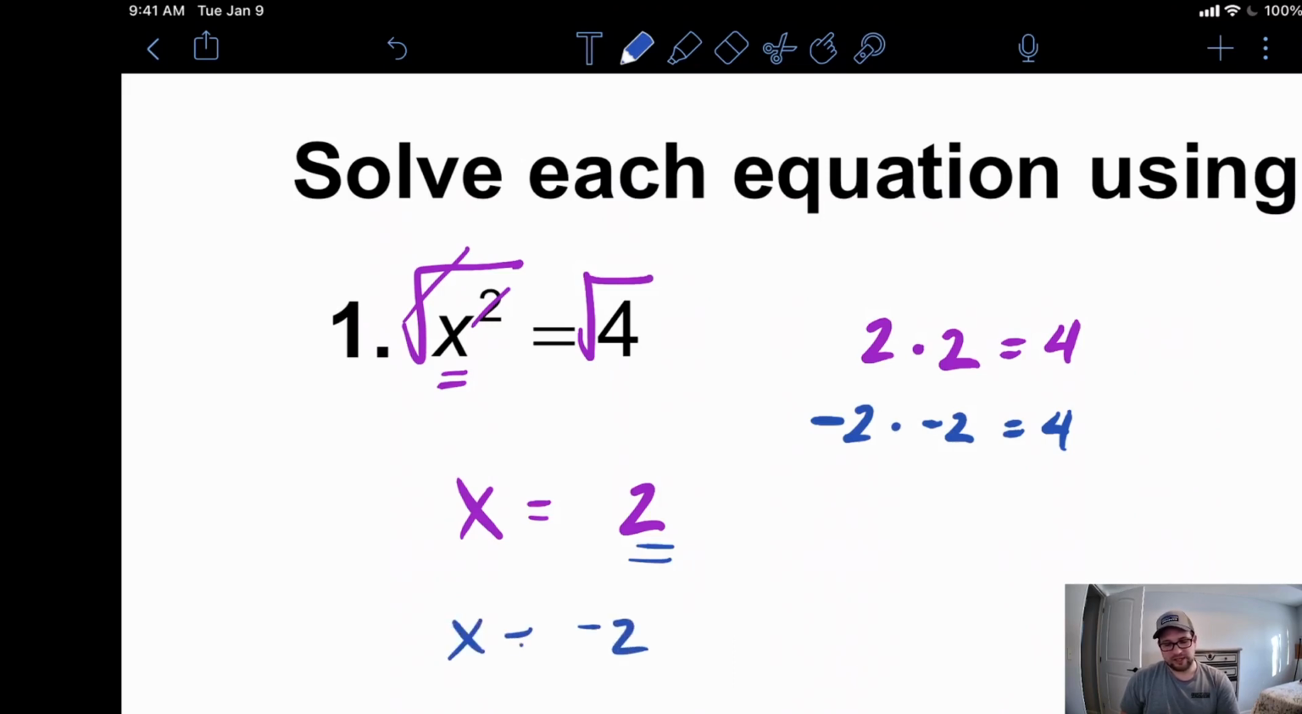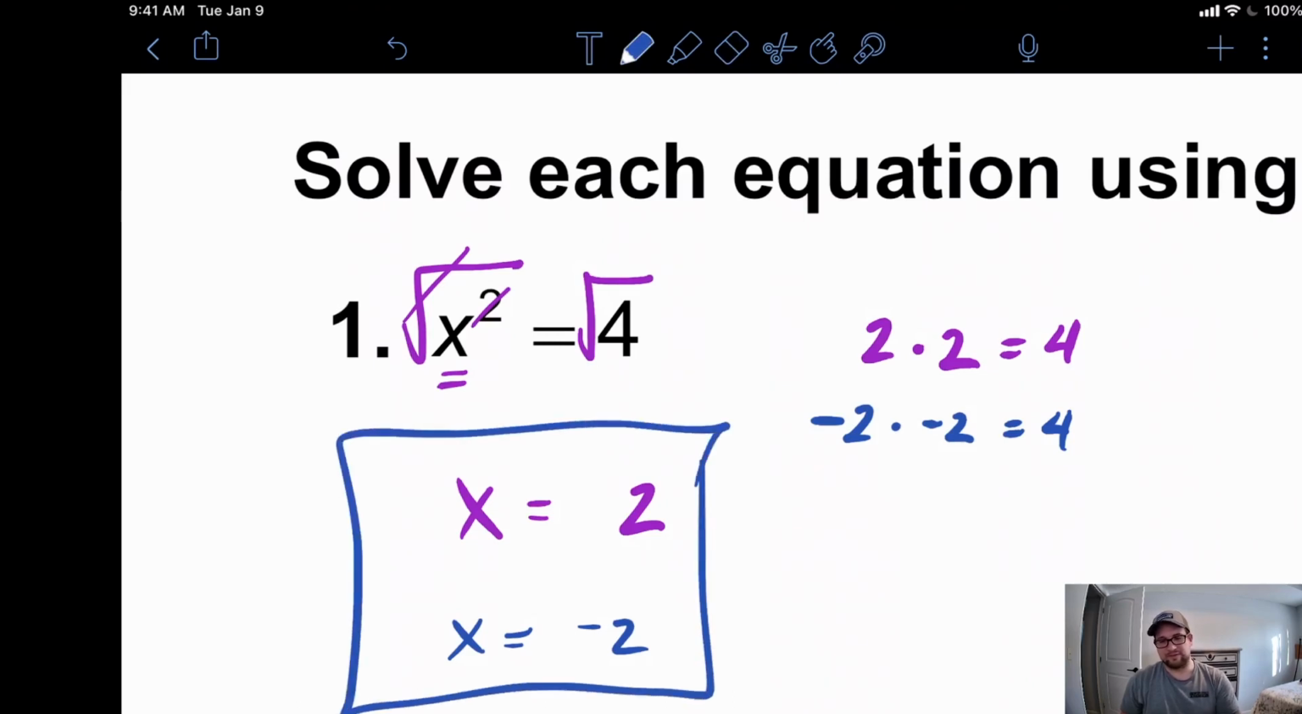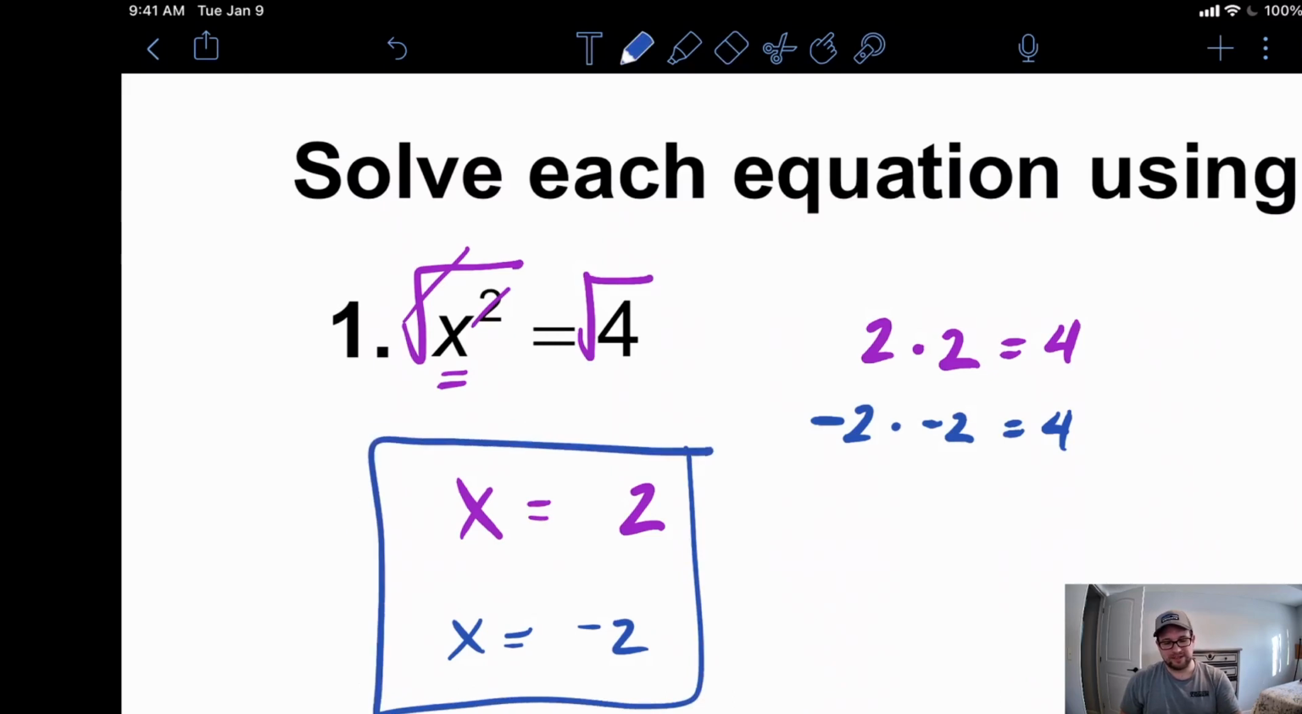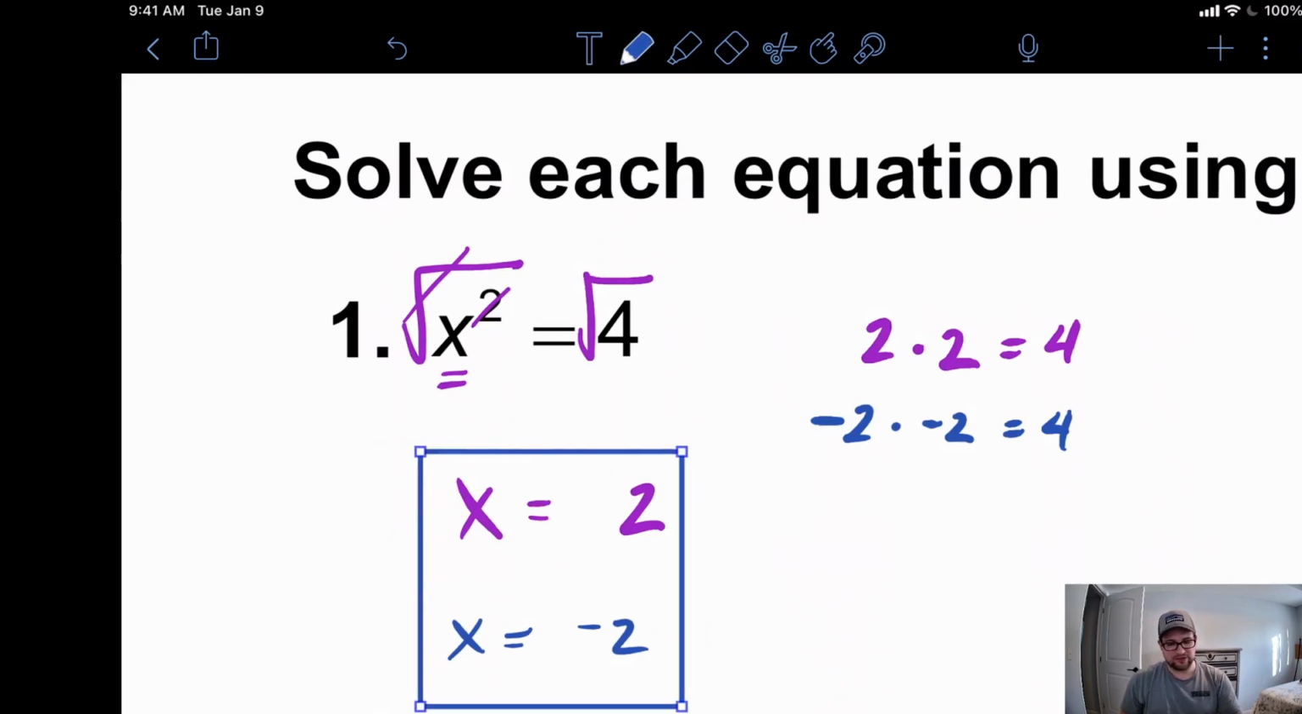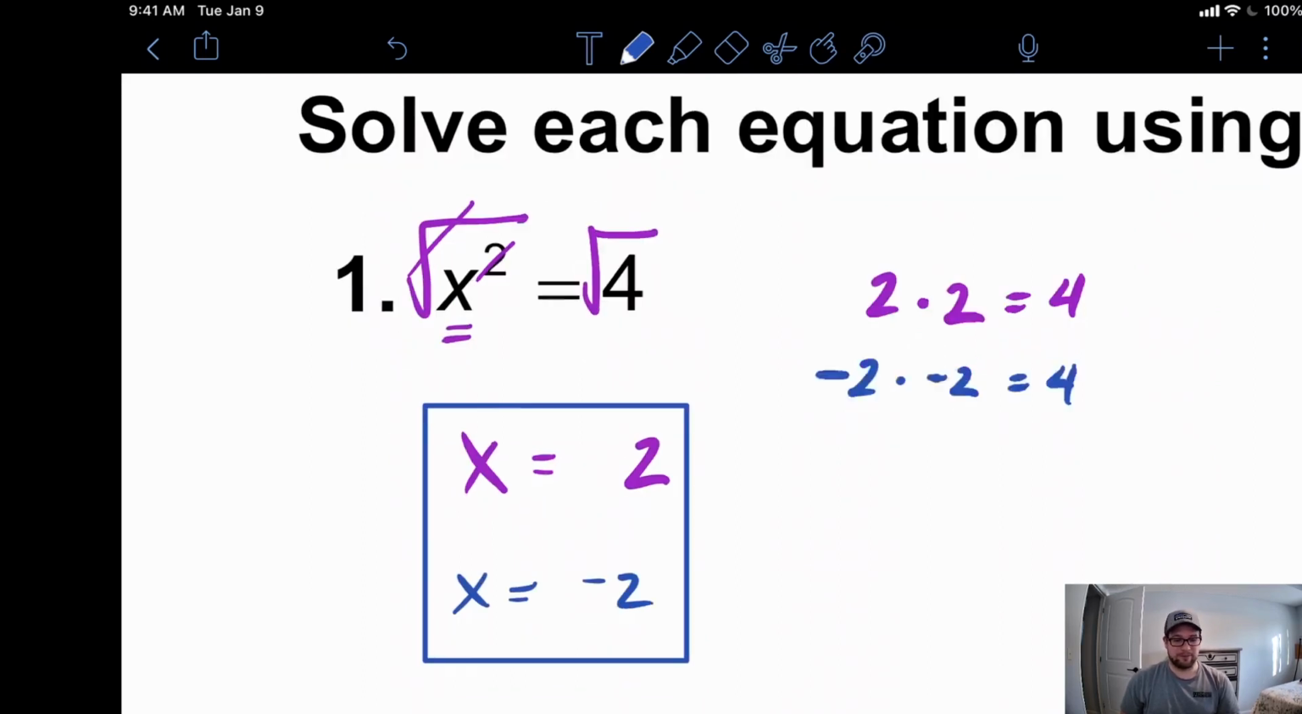So we actually get two answers here. x equals 2 and x equals negative 2. Now this is what's going to happen on the majority of our problems today as we work through: we're going to get two different answers. One of them will be positive and the other one will be negative. So let's take a look at another problem.